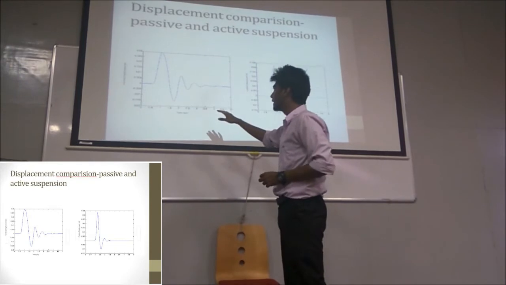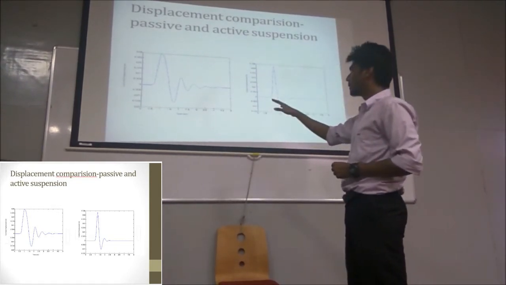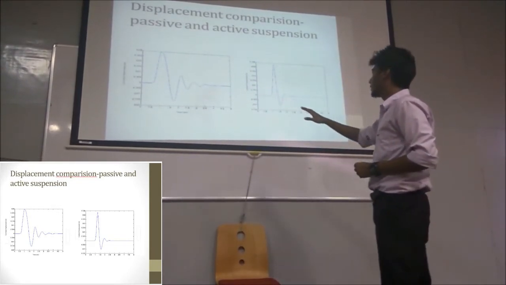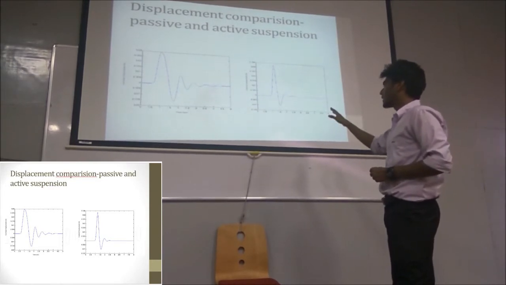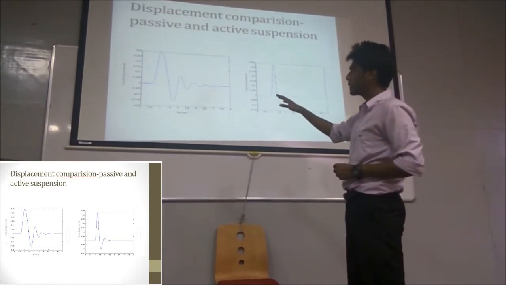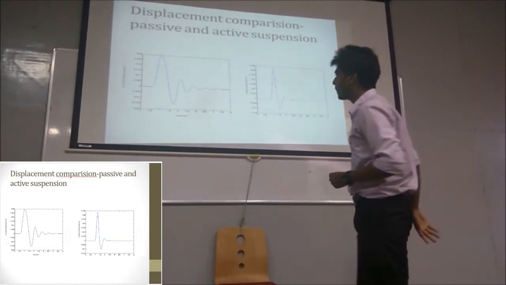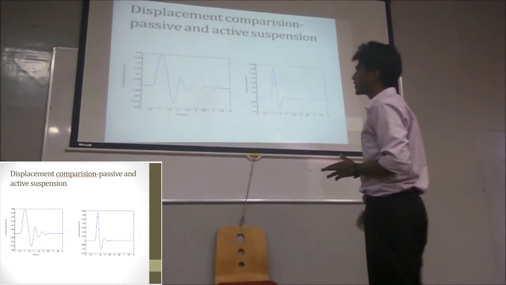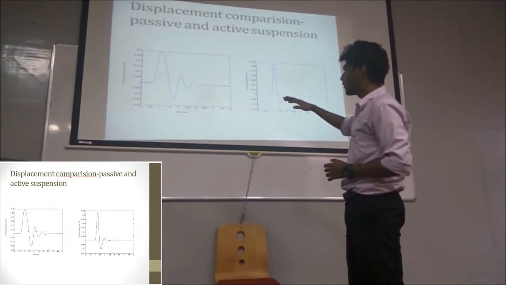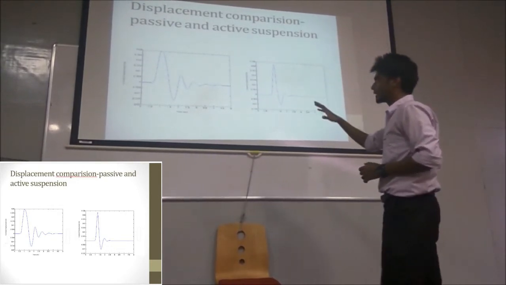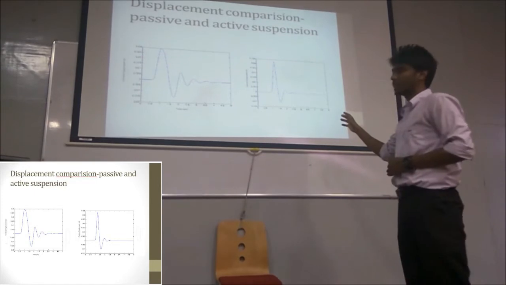You can clearly see that the vibrations are being damped out very quickly in the active suspension system, whereas a lot of time is being taken to disperse the vibration in the passive suspension system. Also, there are more vibrations in the passive suspension system when we compare it to the active suspension system.